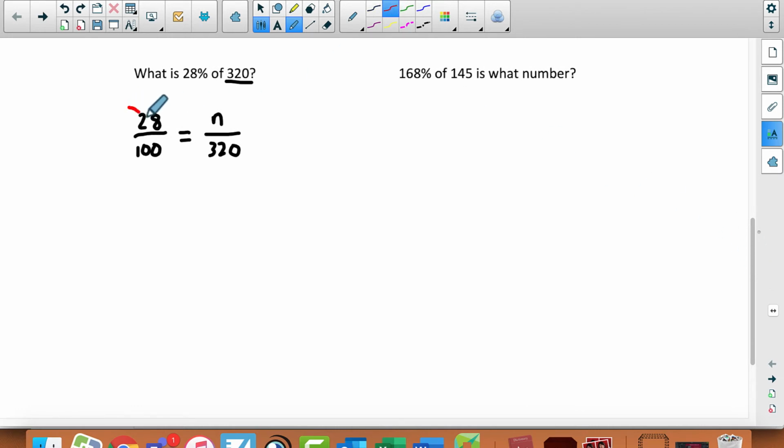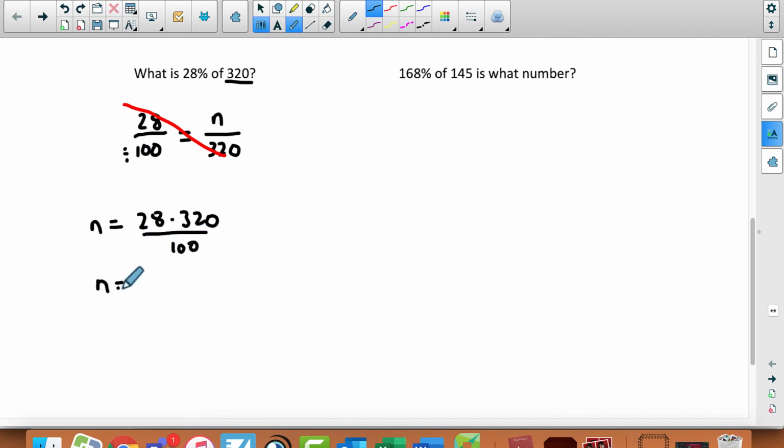Take a look at the two diagonals. There's one there, there's one there. Which one of those diagonals do you know both numbers? This one, the 28 and the 320. So what we do to get N is we multiply those together, the 28 and the 320. There'll be one number left over, which is 100, and you divide by 100.